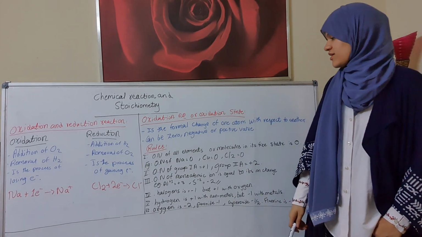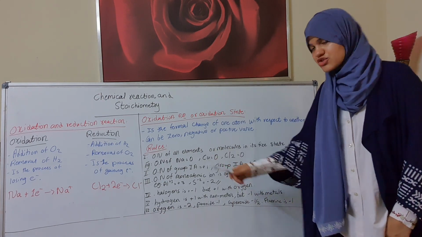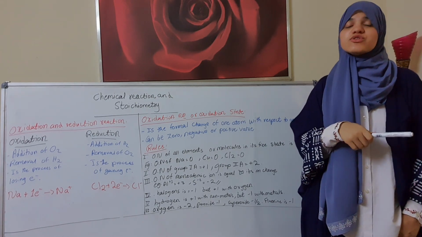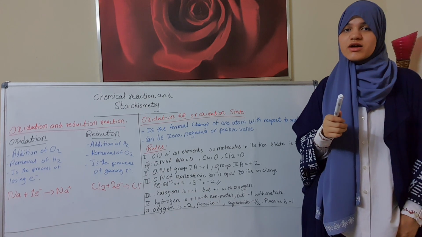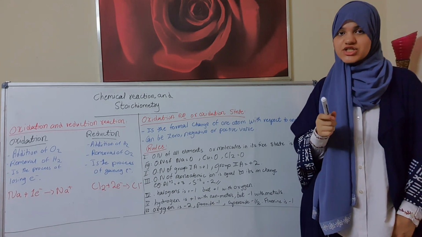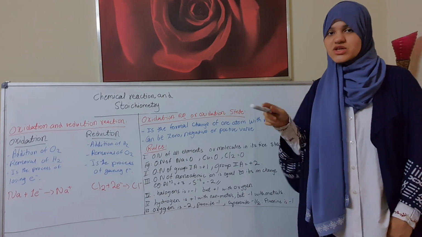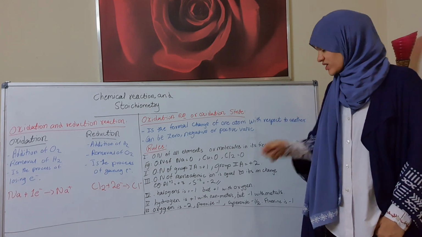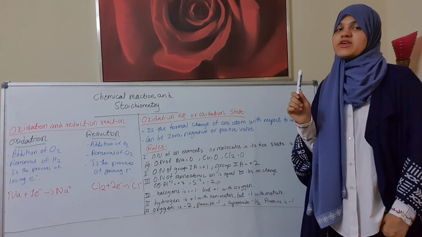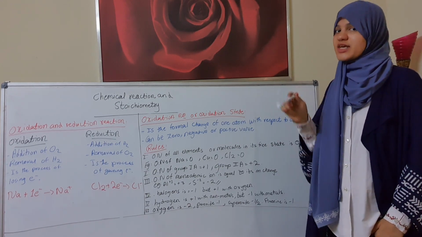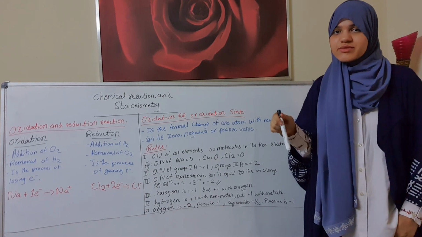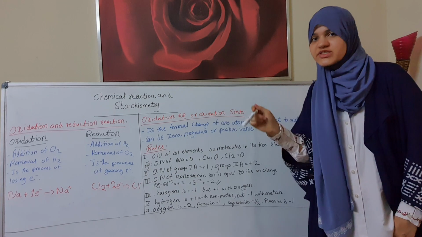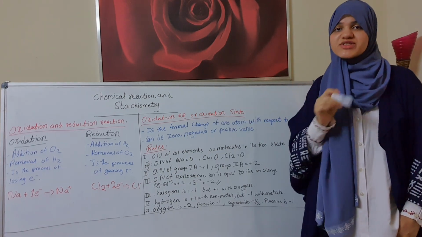Now, the fourth rule, which is halogens. Do you know which group the halogens are? Actually, group 7. Except with oxygen, all of group 7 is equal to negative 1. But it will be positive 1 with oxygen. So that means all of group 7 will be negative 1, but when they react with oxygen, they will be positive 1.